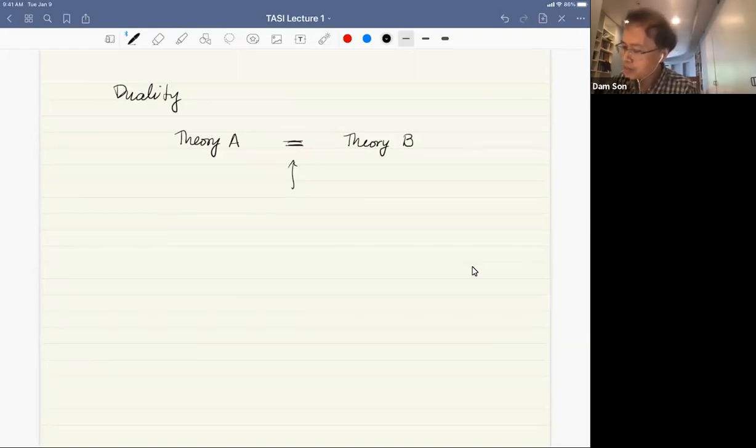One possible meaning of this equal sign is the exact duality that is valid at any energy scale. So theory A in the case of exact duality is just theory B. Any quantity that we compute in theory A, independent of their energy scales, would be mapped to some quantity.